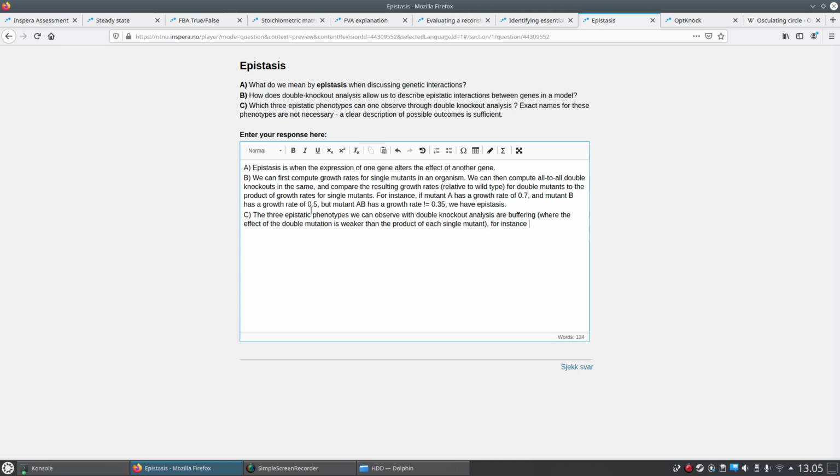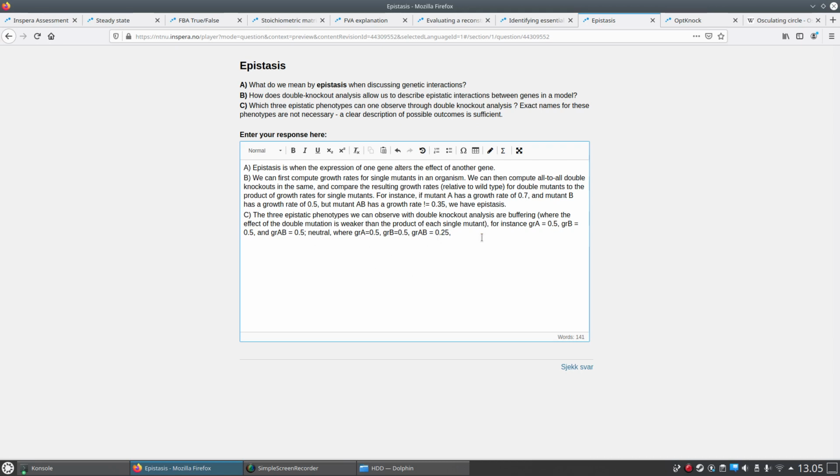For instance, growth rate of mutant A is 0.5, growth rate of mutant B equals 0.5, and growth rate of AB also equals 0.5. This would be a case of buffer interaction. We have neutral, where growth rate A equals 0.5, growth rate B equals 0.5, and growth rate AB equals 0.25. This would be a case of neutral epistasis.